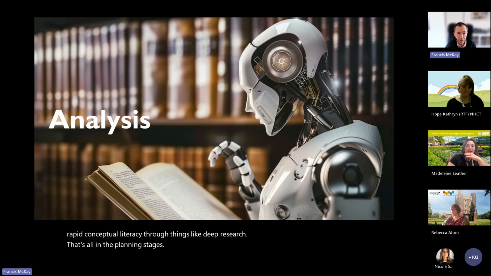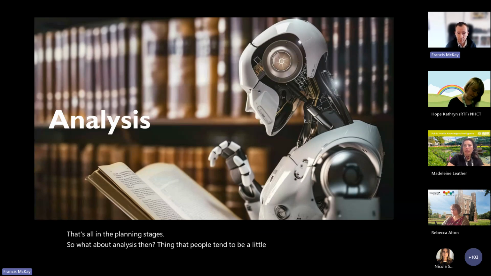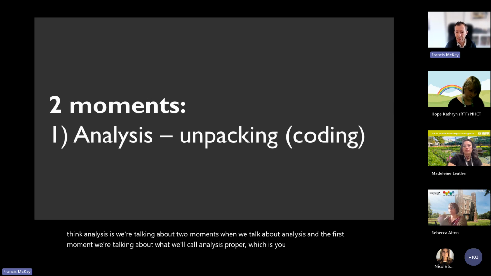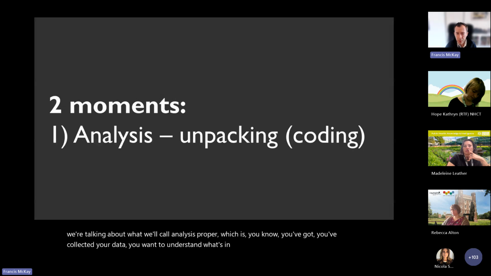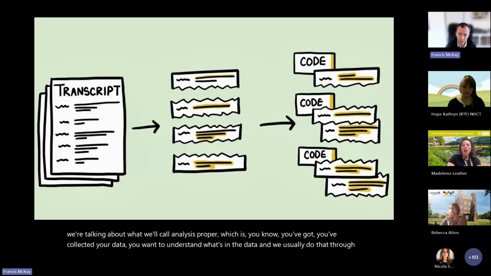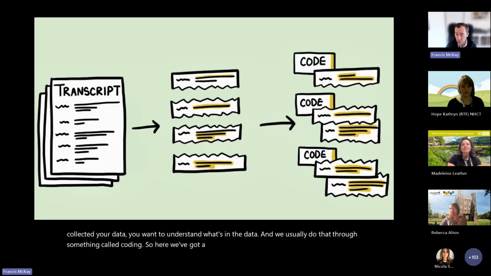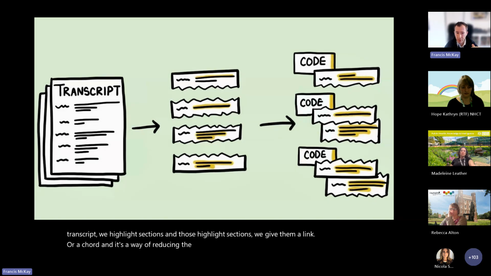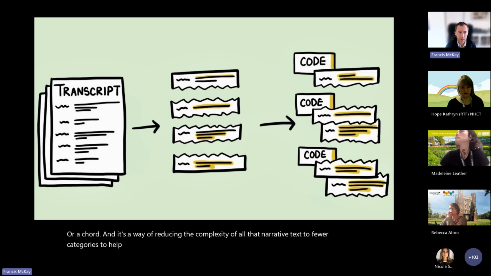So what about analysis then? The thing that people tend to be a little more interested in. Well, I really think we're talking about two moments when we talk about analysis. In the first moment, we're talking about what I'll call analysis proper, which is, you've collected your data, you want to understand what's in the data. We usually do that through something called coding. So here we've got a transcript, and what we do is we read through that transcript, we highlight sections, and those highlighted sections, we give them a label or a code. And it's a way of reducing the complexity of all that narrative text to fewer categories, to help you understand what's going on in there.